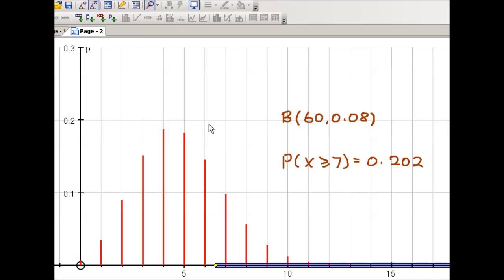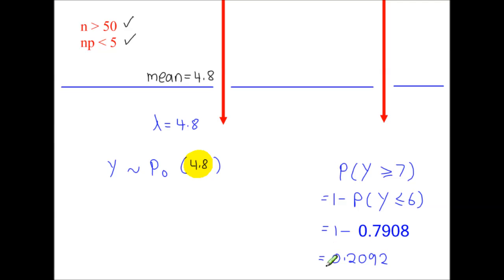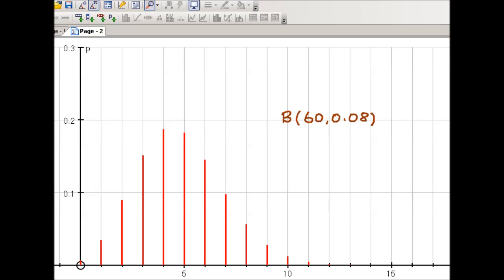Using this computer model to work out the exact probability with the binomial distribution, so without an approximation, gives a probability of 0.202, which is similar to our approximation. So this approximation is very good, and all because these conditions have been met. Because the approximation is good, the graphs for the binomial distribution and the Poisson distribution with the mean of 4.8 should be similar, as can be seen here.